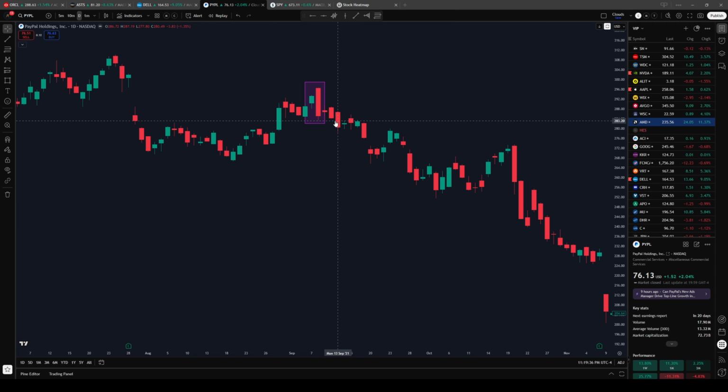We take a look at the chart here, take a look at PayPal. You look where we have highlighted this huge red candle completely engulfed the prior day's green candle. All the buyers from this day lost complete control to the sellers on this day. This is pretty bearish. The trigger here is a break below the engulfing low.